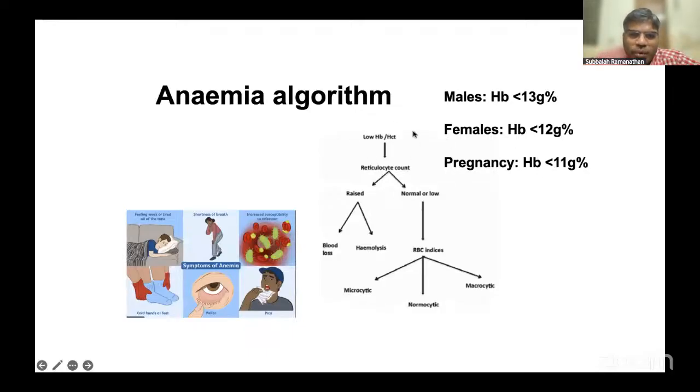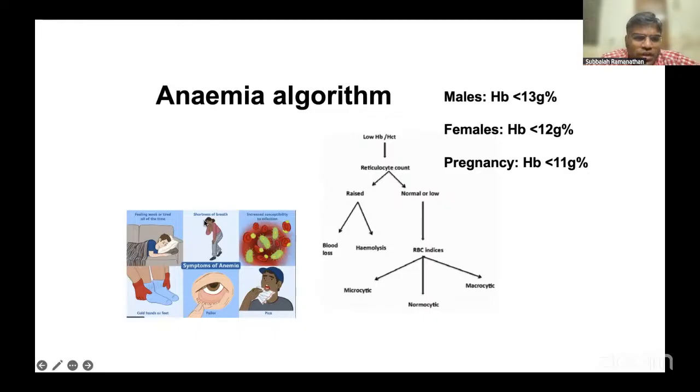So on approaching anemia, this is the simple algorithm. When hemoglobin is low, those are the values you have to remember: 13, 12 and 11 in males, females and pregnancy respectively. When it's low, you ask for a retic. You see whether retic is normal, raised or low. Normal or low, then you need the help of indices. If it's microcytic, you have to consider iron deficiency, thalassemia, inflammation, and sideroblastic anemia. If it's macrocytic, you've got B12 and folate deficiency, myelodysplasia, hypothyroidism, liver disease, rarely aplastic anemia. Rest all would fall into normocytic. So inflammation, chronic renal failure, or other infiltrative pathology here.